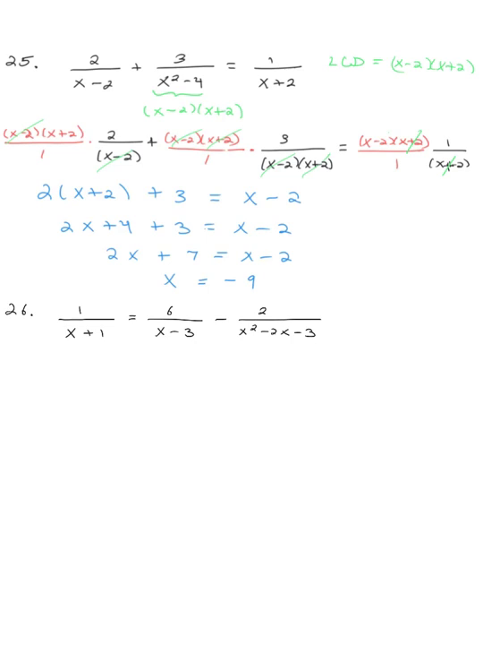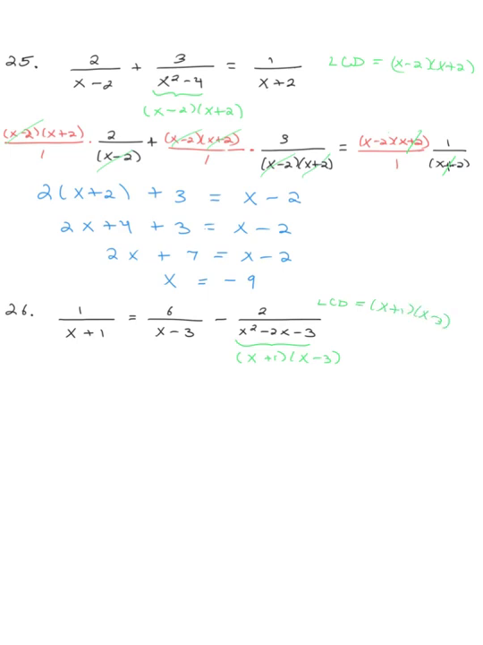Again, for my least common denominator, I'm really hoping that this thing factors into x plus 1 times x minus 3. And it does. This means my least common denominator is precisely x plus 1 times x minus 3.